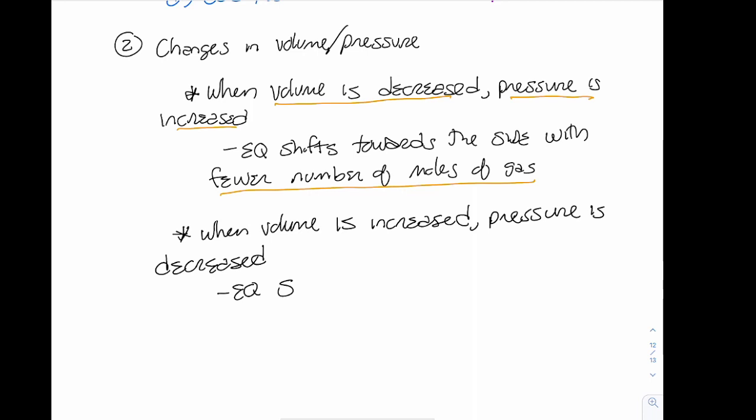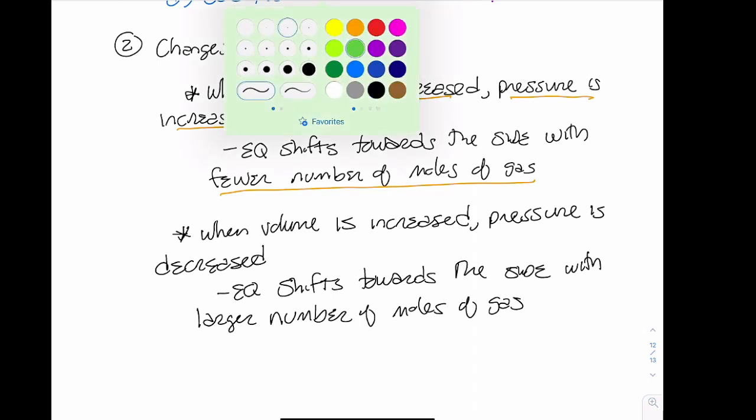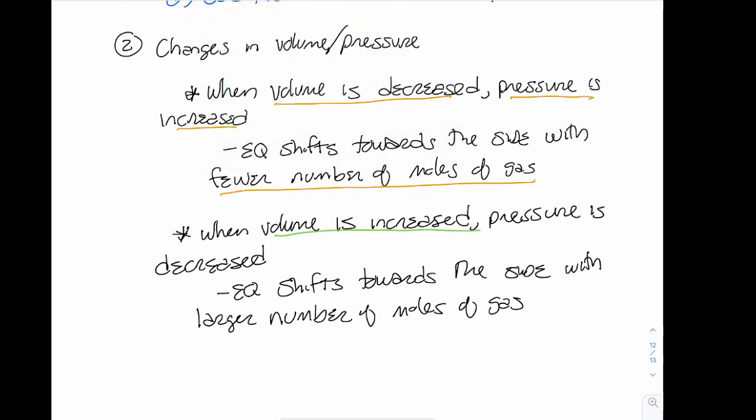Equilibrium shifts towards the side, and by side, I mean reactants or products, with the larger number of moles of gas. So our volume is increased, less collisions, so pressure is decreased. We're going to favor the side that has more stuff, the larger number of moles of gas.